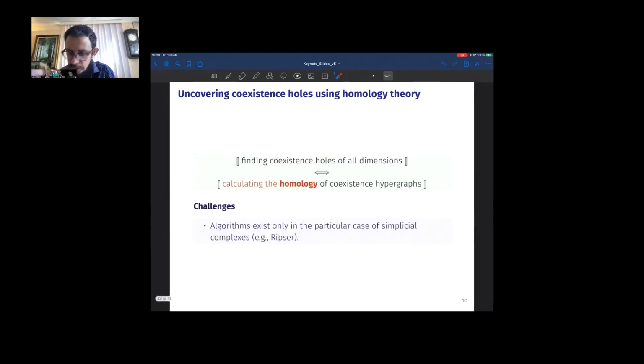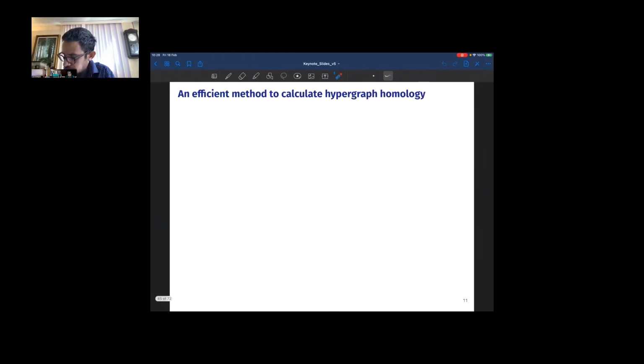And the natural tool to use is homology theory. So just to remind you, if you want to find the coexistence holes in all dimensions of your coexistence hypergraph, what you will need to do is to calculate the homology of these coexistence hypergraphs. But one important challenge is that to calculate the homology of hypergraphs, we only have efficient algorithms for a special case in which the hypergraph is a simplicial complex. And in that case, we actually have very efficient algorithms like Ripser. So to solve this issue of how you can calculate the homology of arbitrary hypergraphs that might not be simplicial complexes, what we introduce is the following method.